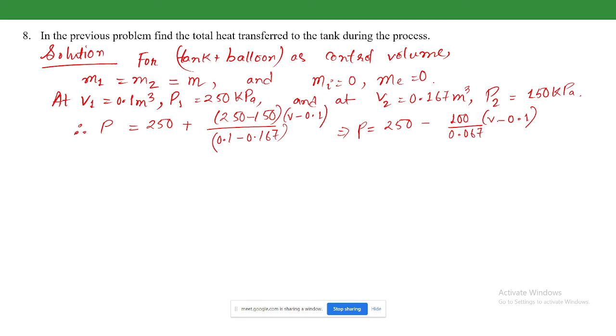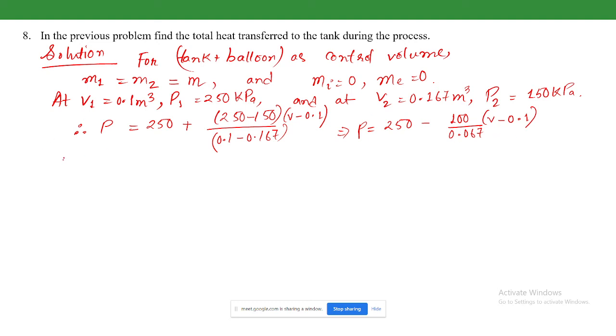How does it satisfy? When the volume is 0.1 meter cube, this entire fraction becomes 0. So the pressure is 250 kPa. When the volume is 0.167, then 0.167 minus 0.1 and this value 0.067, these two values get cancelled. So 250 minus 100 remains, and this is 150 kPa. So this is essentially an equation of the variation of the pressure with the volume. That is a linear variation.